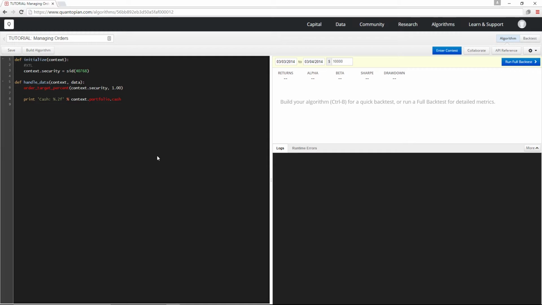By default on Quantopian, there's no limit to how much money you can borrow and invest in your algorithm. But in practice, this isn't realistic. So we're going to take a look at how to control the amount of money that you invest.